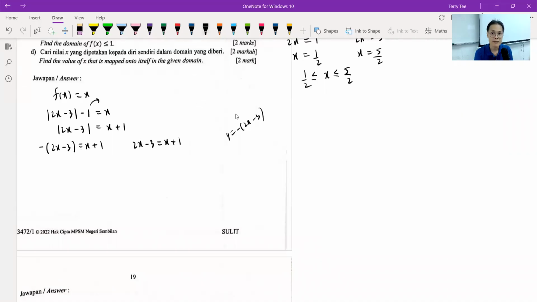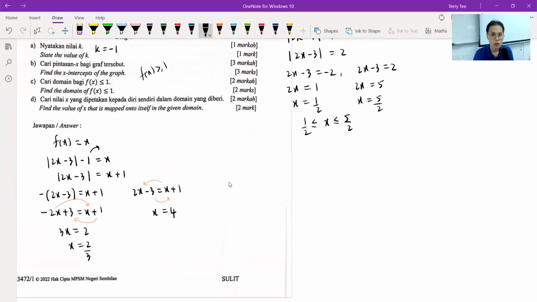So there are two x values that we have to consider. Let's multiply the negative inside. Minus 2x plus 3 is now x plus 1. I bring 2x to the right hand side, 2x plus 1x is 3x. I bring 1 to the left, 3 minus 1, you get 2. x is 2 over 3. For the second one, I bring this over, and your x is just 4. Okay, your x is 2 over 3 and 4.